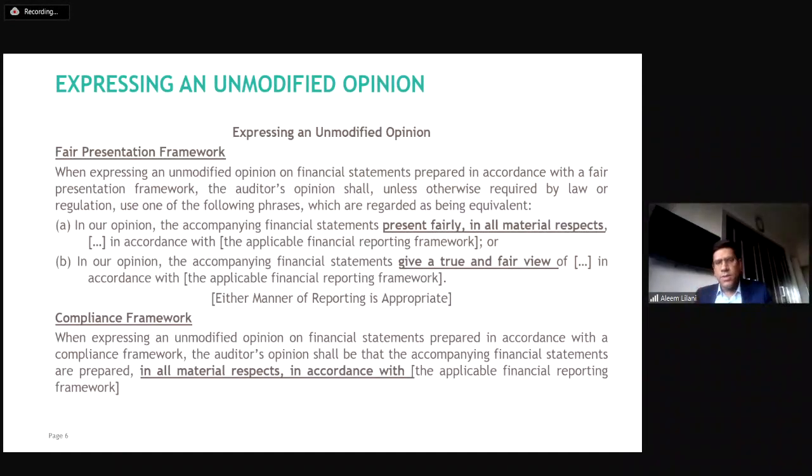Now, there are very few instances of these, but it's necessary to know that this compliance framework is there in SA 700 as well. So a regulator may prescribe a certain amount of reporting which can go under a compliance framework.